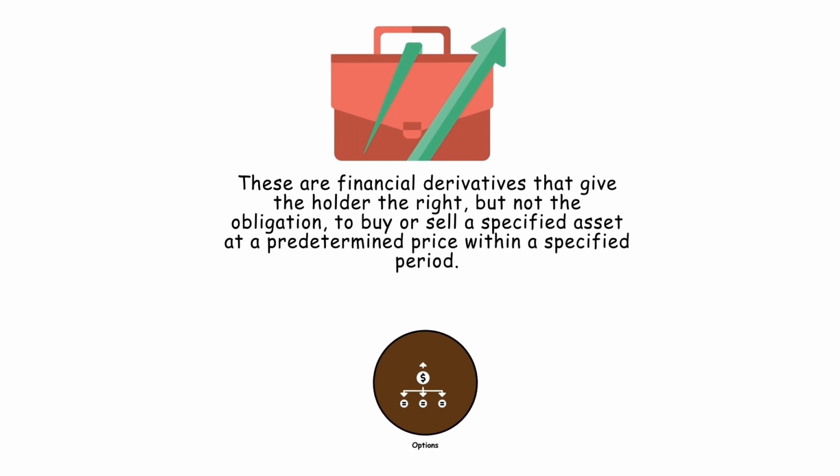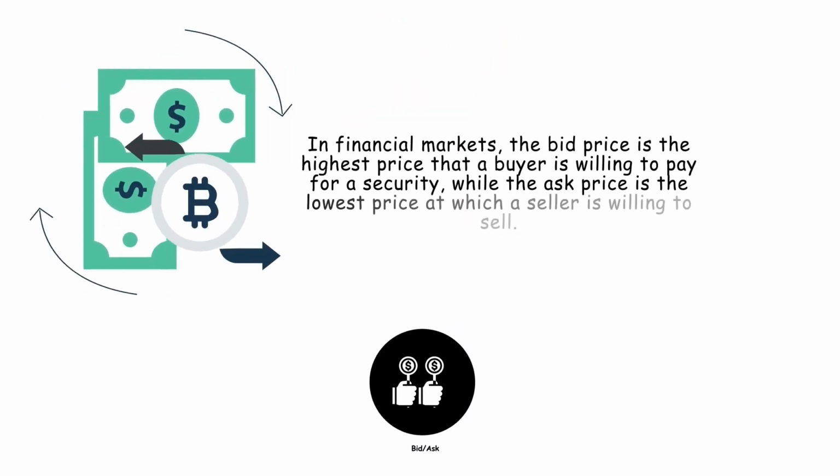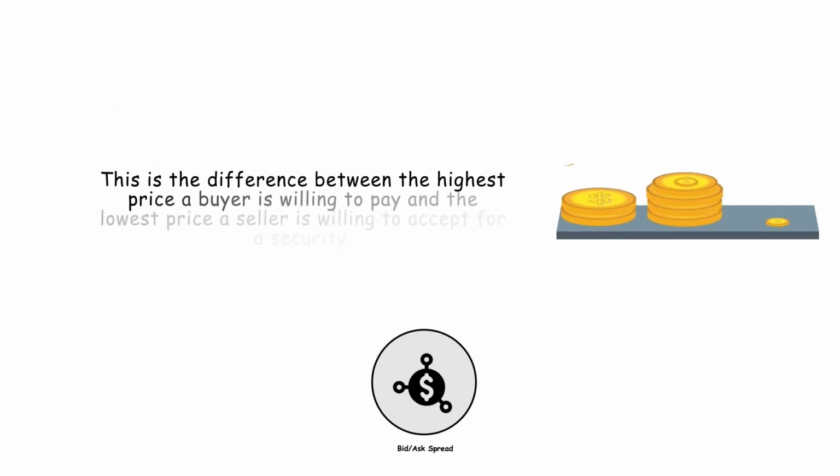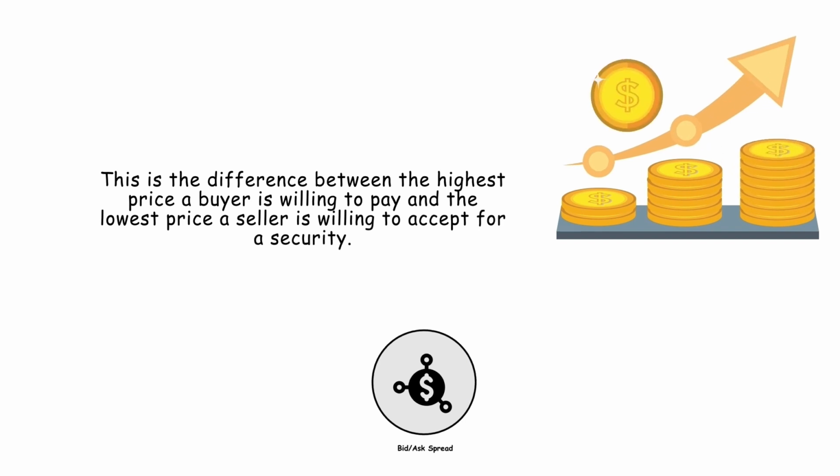Options. These are financial derivatives that give the holder the right, but not the obligation, to buy or sell a specified asset at a predetermined price within a specified period. Bid-ask. In financial markets, the bid price is the highest price that a buyer is willing to pay for a security, while the ask price is the lowest price at which a seller is willing to sell. Bid-ask spread. This is the difference between the highest price a buyer is willing to pay and the lowest price a seller is willing to accept for a security.